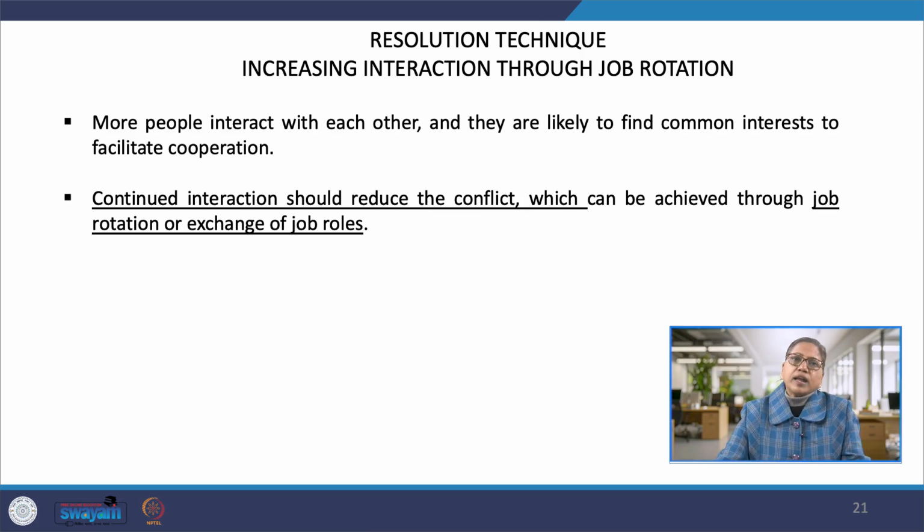Transferring someone to another unit or an adversary unit can cross-fertilize or exchange jobs with those in other units and force contact between members. It can facilitate interpersonal interaction between members who are working in other departments. So, this promotes greater understanding and reduces inter-unit conflict.